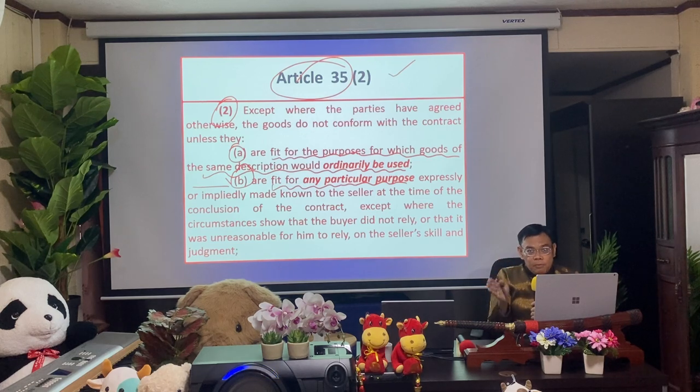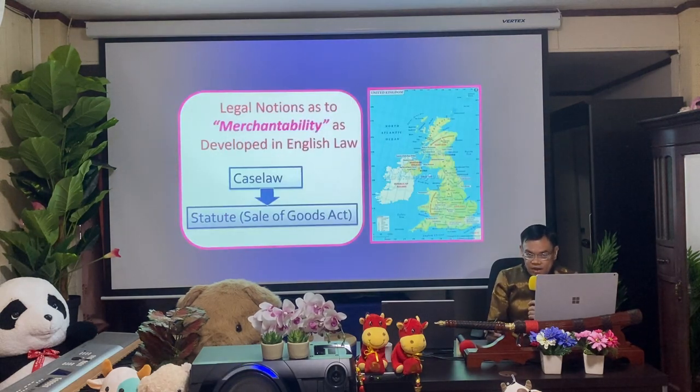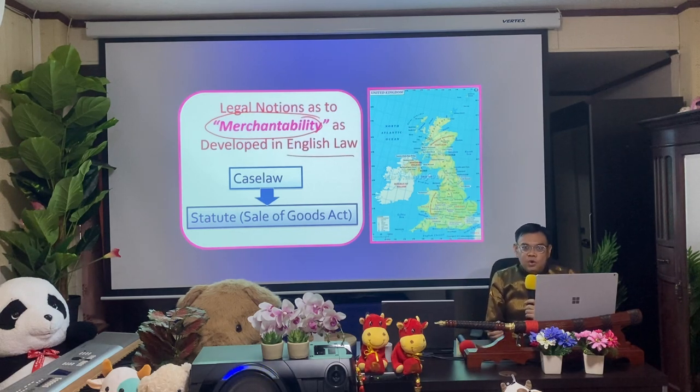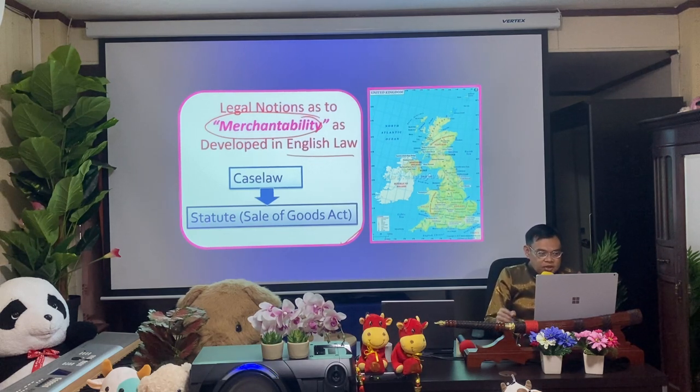I have already brought to attention the concepts of fitness for purposes which we see in Article 35.2(a) or (b). That is not anything new at all, because it has been known in many jurisdictions, including the UK and the United States of America. So today we will look at the UK law and also the US law on this point. We will look at the legal notions regarding merchantability as developed first in English law, and then move on to consider the parallel position in American law. In the UK, as you may be well aware, they have the particular act known as the Sale of Goods Act.